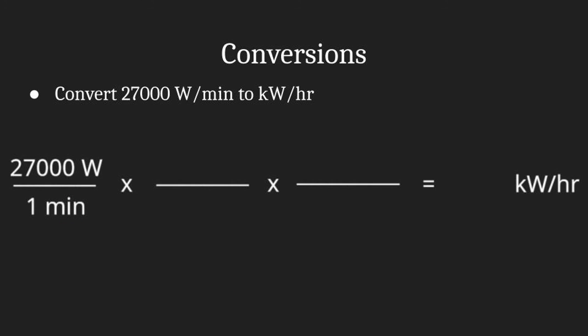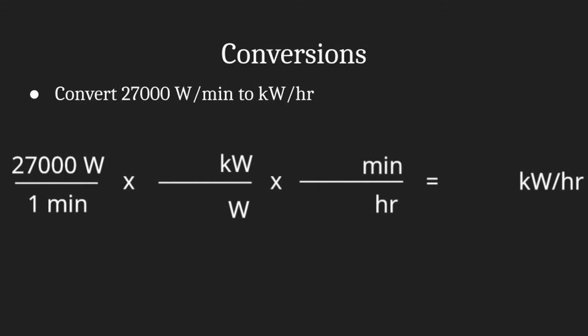So now, let's try a practice question. So we want to convert 27,000 watts per minute to kilowatts per hour. So first, I would write it as a fraction, 27,000 watts over 1 minute. And then we have to find our first conversion factor. We're given watts, so we would put watts on the bottom and then kilowatts up top. Using our chart, we get that there are 10 to the third watts in 1 kilowatt. So we put 1 over 10 to the third.